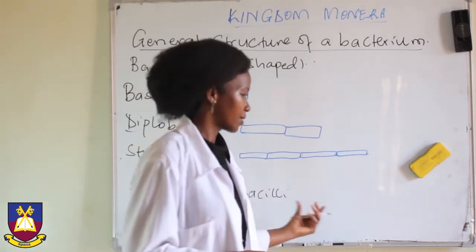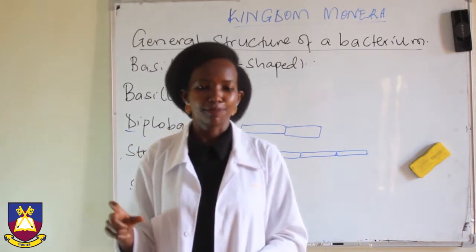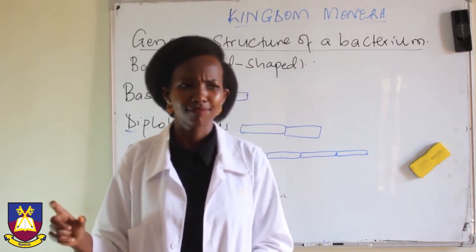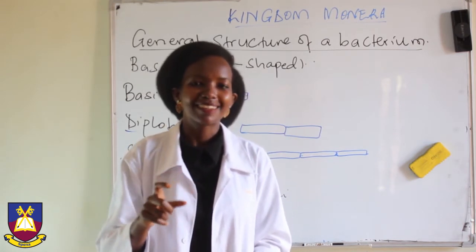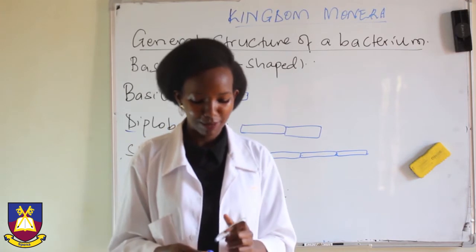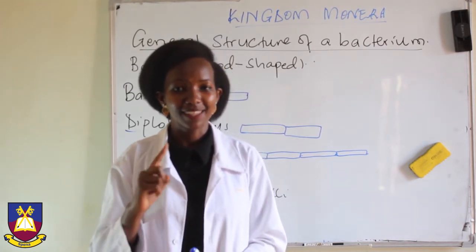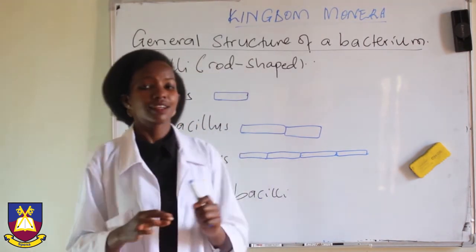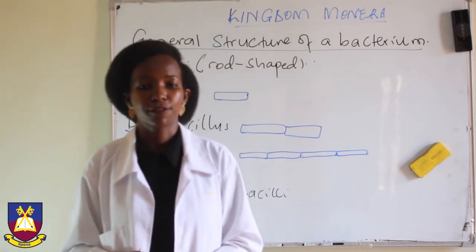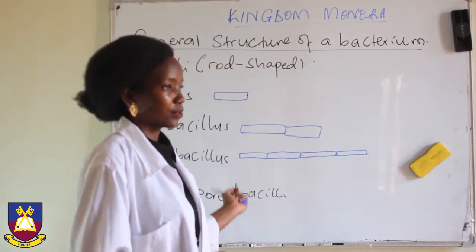An example of such is the one we call Clostridium tetani. Don't worry about the hard word, but these are the bacteria that cause tetanus. Remember those immunizable diseases that had tetanus in them? Yes, that bacterium is a bacillus that has a spore, a spherical spore on it. And so that is all about the bacilli.